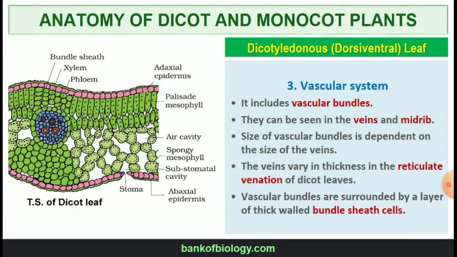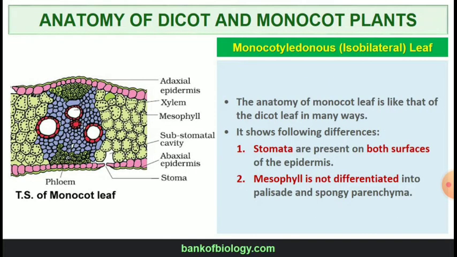Coming to the vascular system, it consists of the vascular bundles. These vascular bundles can be seen in the veins and the midribs. The size of the vascular bundle depends on the size of the veins. The veins vary in thickness in the reticulate venation of the dicot leaves. Vascular bundles are surrounded by a layer of thick-walled bundle sheath cells.